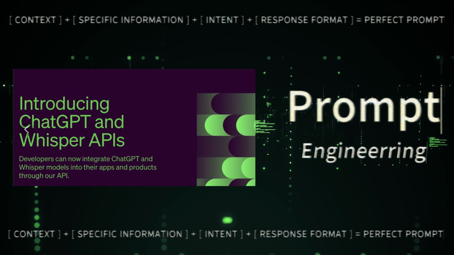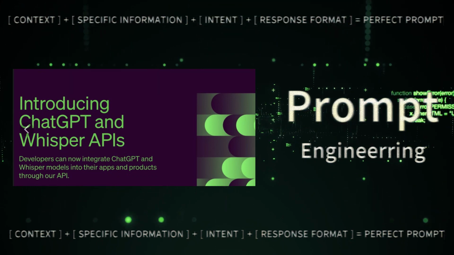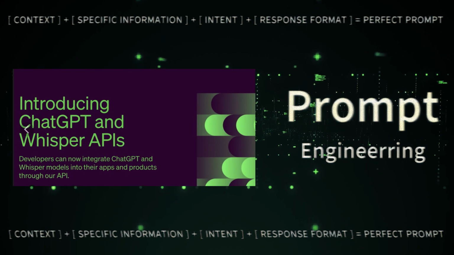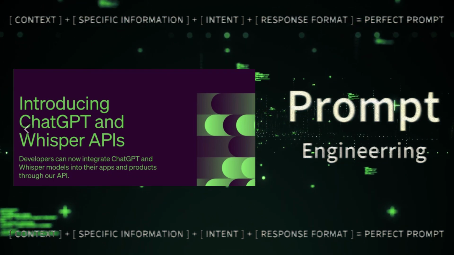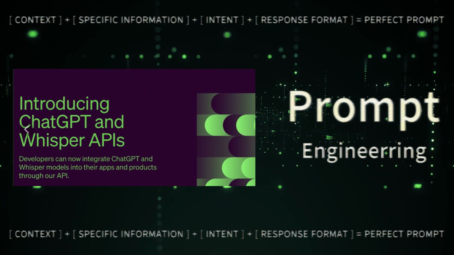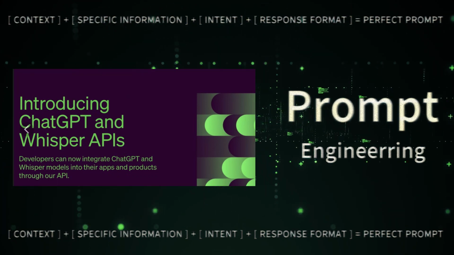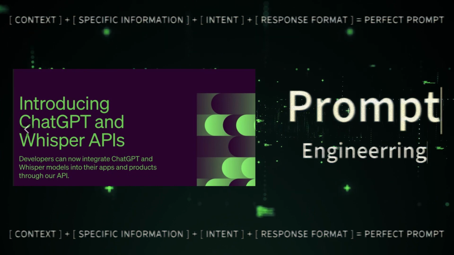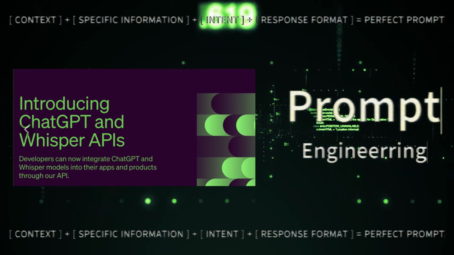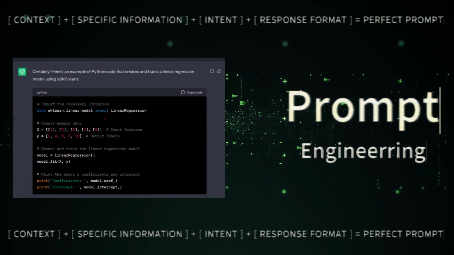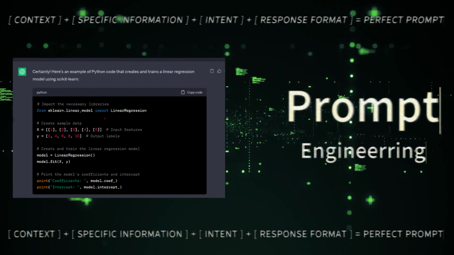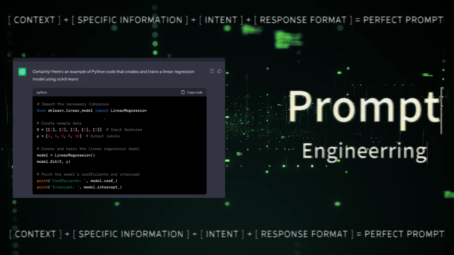Practice makes perfect. The best way to learn prompt engineering is to practice. Try creating different prompts and see how they affect the output of the AI model. You can also find prompts that other people have created and try using them yourself. Join a community. There are many online communities where you can discuss prompt engineering with other people. These communities can be a great source of support and advice.